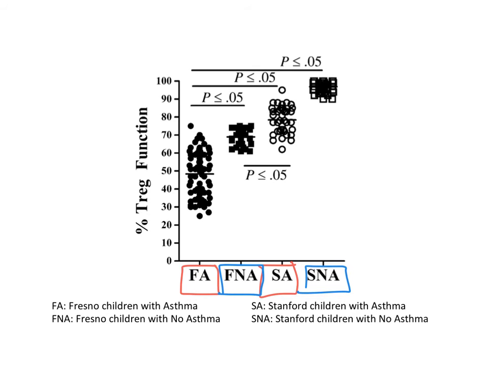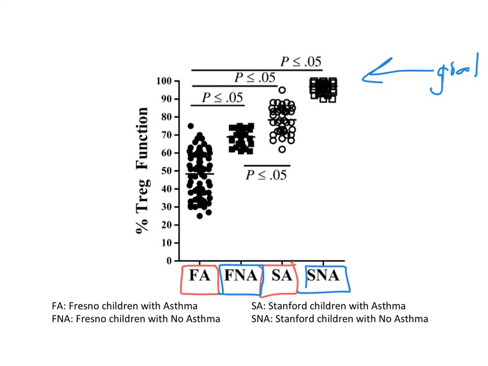If you're healthy, what do you want? Better functioning Treg cells or lower functioning Treg cells? These are the ones that prevent your immune system from going crazy when you're exposed to allergens and other stimulants. So you want them to be functioning better. So the goal of the body is to have your Tregs functioning. Which group has the best functioning T regulatory cells?